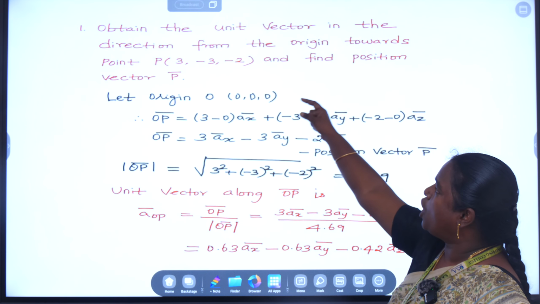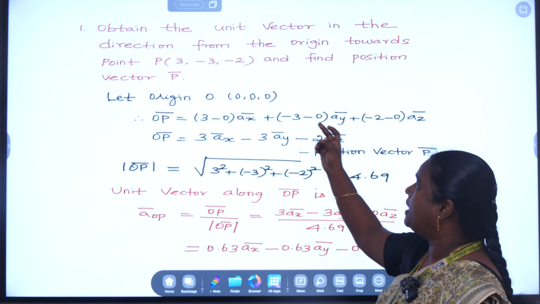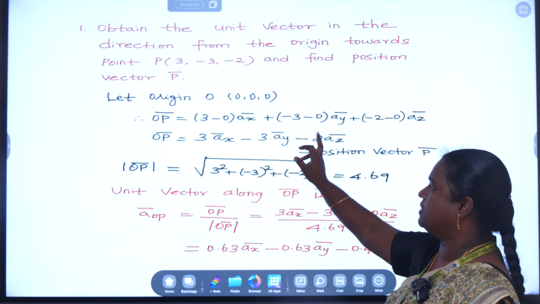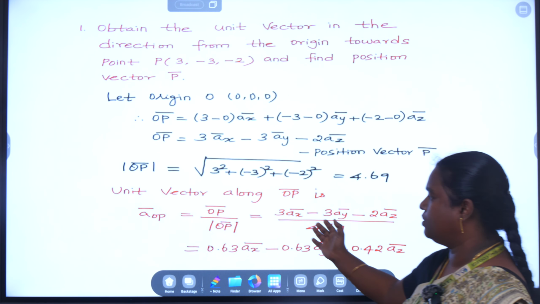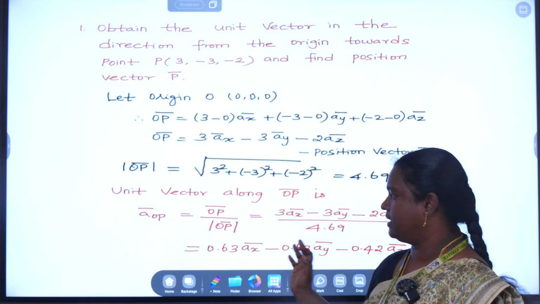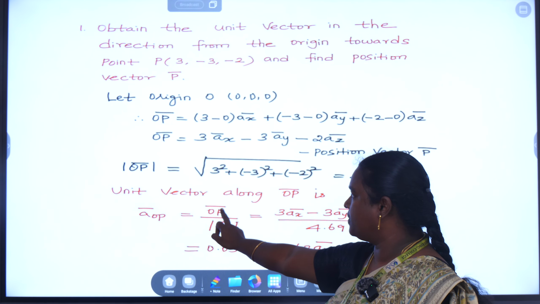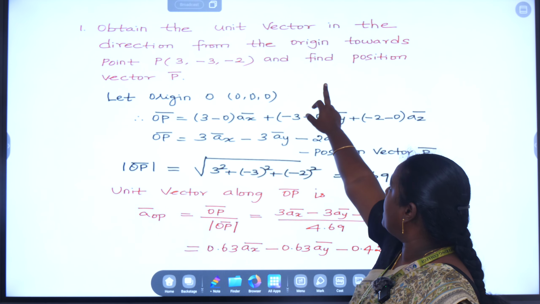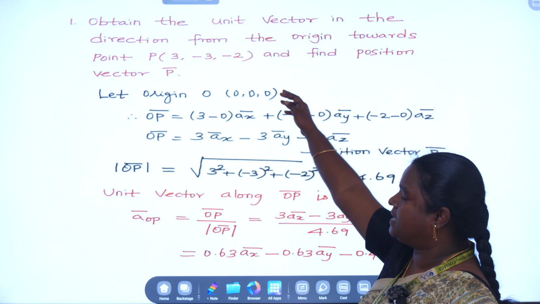The first problem is: obtain the unit vector in the direction from the origin towards the point 3, minus 3, minus 2 and find the position vector P. The given question is to find the unit vector. As we know, the formula to find the unit vector is the vector divided by the magnitude of that vector. So how to find this vector? The point is given as P of 3, minus 3, minus 2, which starts from the origin. So the origin is the starting point and point P is the ending point.